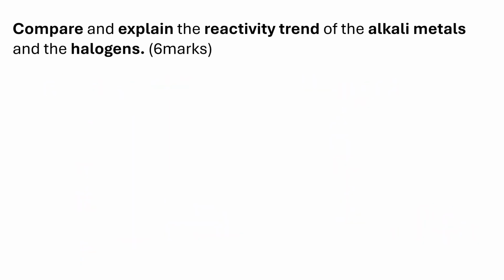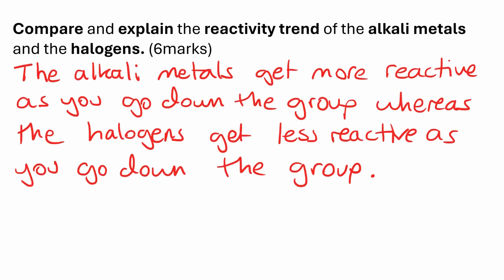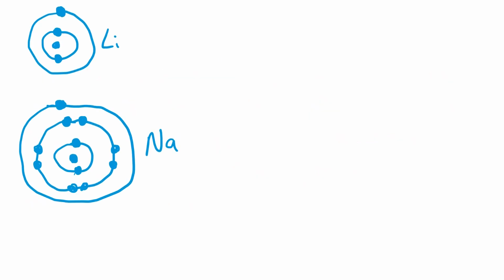So we can now start actually answering the question, and we would say that alkali metals get more reactive as you go down the group, whereas the halogens get less reactive as you go down the group. Now we need to explain why the alkali metals get more reactive going down the group, and it always comes back to their electronic structures.